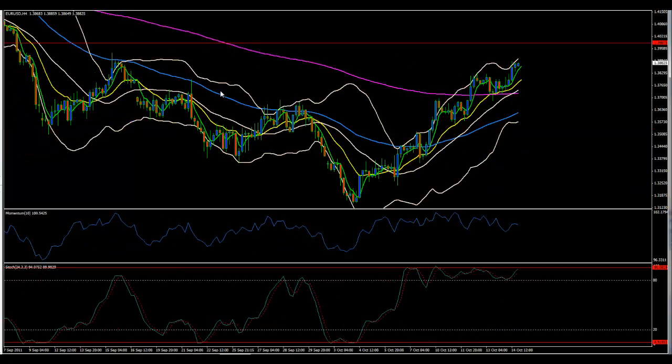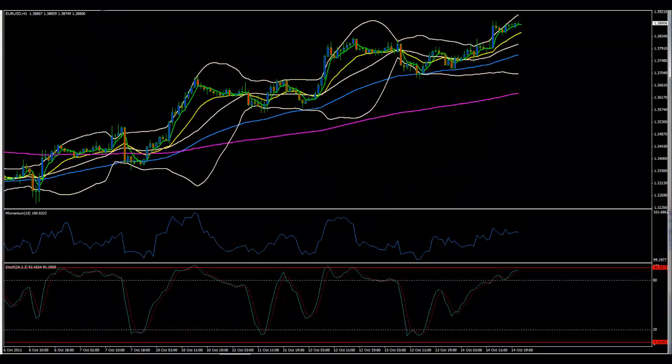Will we have it on the 4-hour? Yes. We're hanging at the top of the overbought and we have divergence on the 4-hour. Same thing on the hourly.